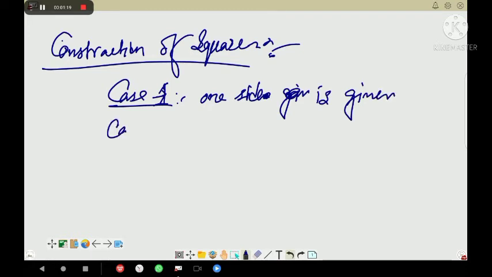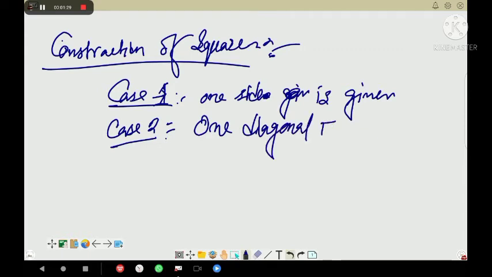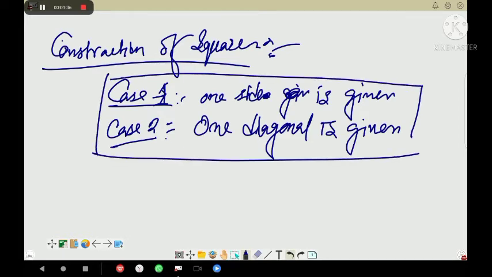Case two, one diagonal is given. These are the two cases, or these are the constructions of a square.